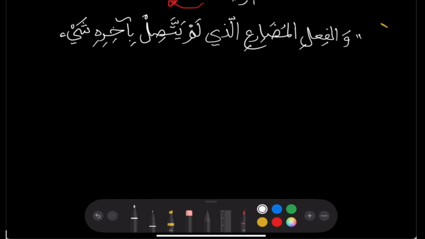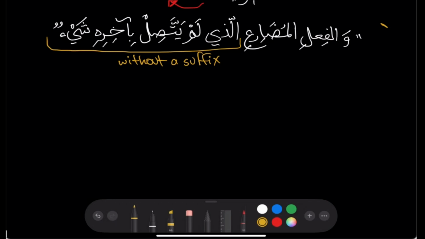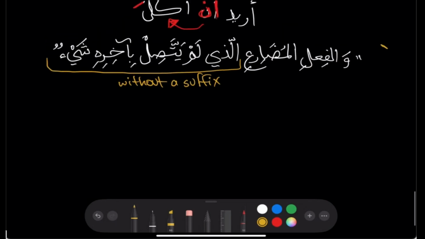Okay. And the fi'l mudari' without a suffix. So you know this is clear for you. I'm simply translating it as without a suffix. If I translate it word for word, it means that which nothing attached to its end. The fi'l mudari' which nothing attached to its end.